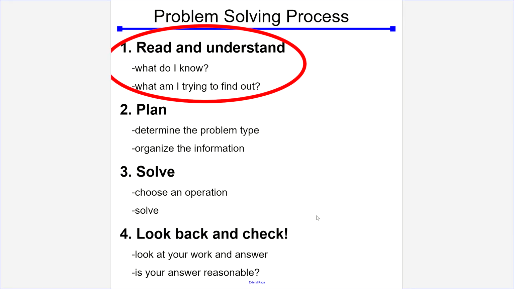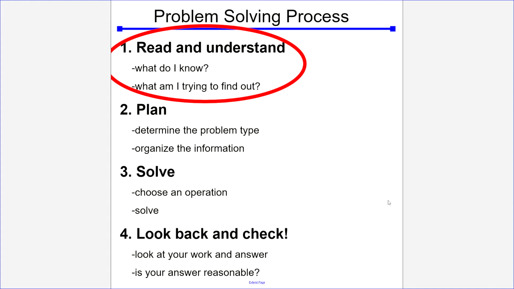We're going to go ahead and start with step 1, reading and understanding the problem. We'll read the problem again, and as we read, we'll think, what information do I know? What information do they give us in the story problem? We'll also think, what am I trying to find out? What question are they asking me to solve?